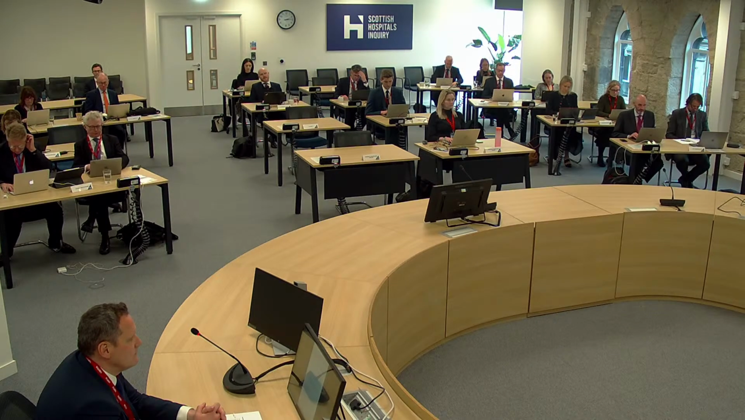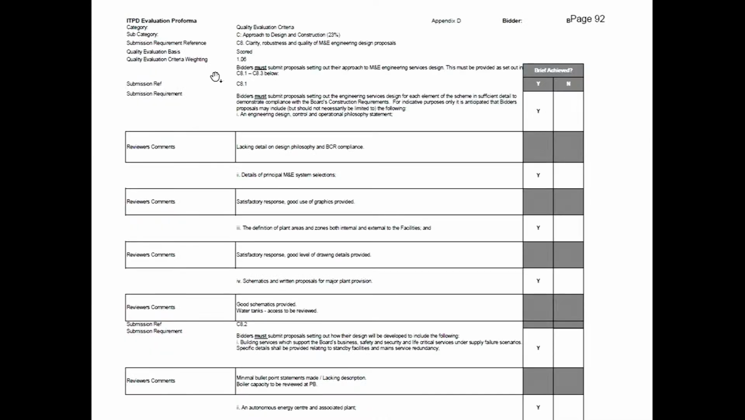If I could move on and look at the tender assessment itself, if we could look to bundle 8, please, and to page 92. Bundle 8, page 92, which should be IHSL's ITPD evaluation pro forma for the C8 section. So we see the reviewer's comments, and if we look in the first box, this is for C8, clarity, robustness and quality of M&E engineering design proposals. The reviewer's comment is lacking detail on design philosophy and BCR compliance. But is the brief achieved? Yes.